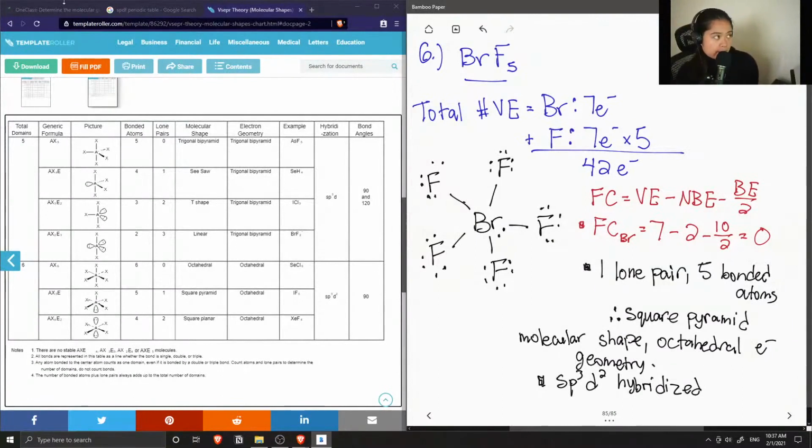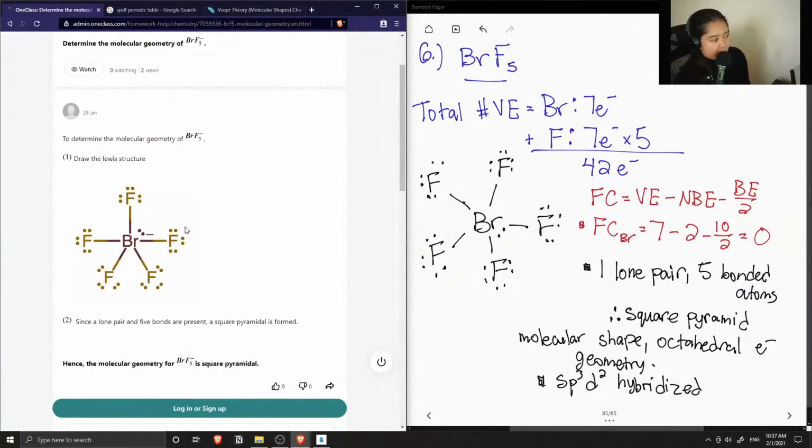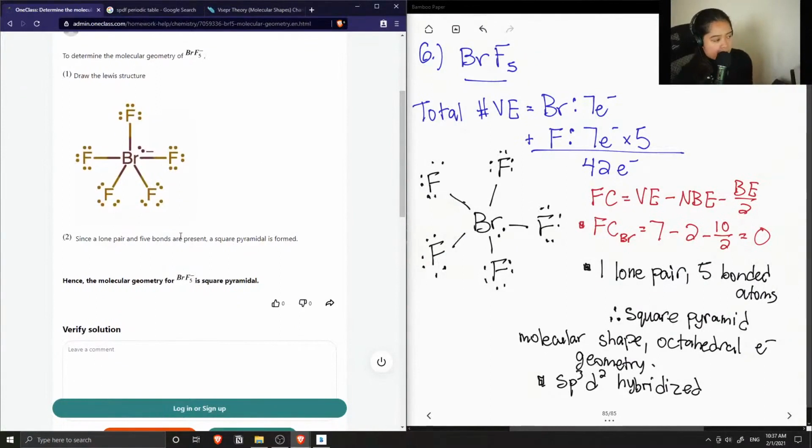Okay, so let's see what the junior tutor said. So they have the same structure, but our central bromine shouldn't have the negative charge. I think the question meant for it to be a neutral compound. Hence, the molecular geometry is square pyramid.